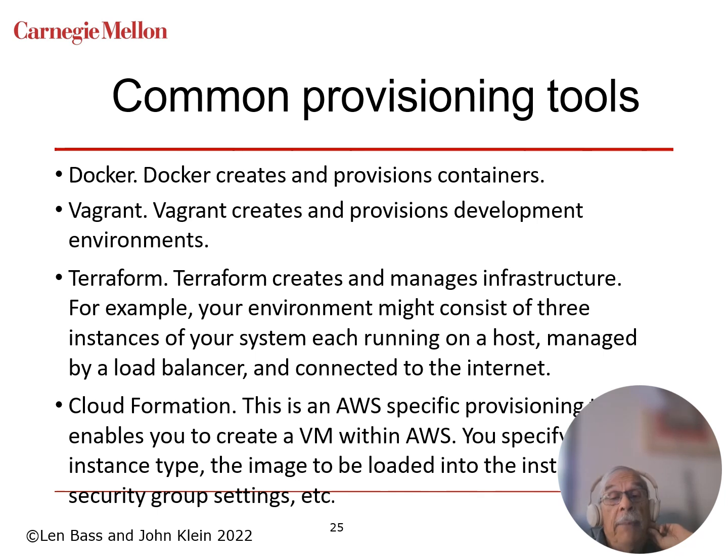Terraform creates and manages infrastructure. So Vagrant will manage a single virtual machine or maybe multiple virtual machines, but each one is specified. If you want to set up a network with 3 instances and a load balancer, that's a job for Terraform. So you put it into Terraform. And then it provisions the network for you.